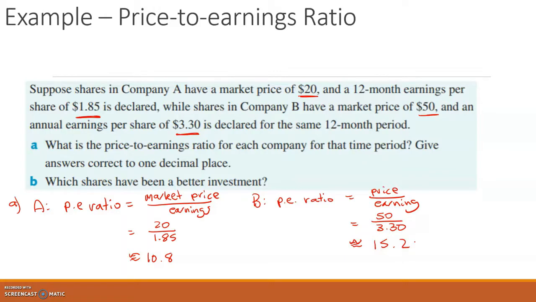Alrighty. So the PE ratio of Company A is 10.8, and for Company B is 15.2. That's part A complete. Now part B asks which shares have been a better investment. Like I said before, we'll know it's a better investment if it has the lowest PE ratio. So Company A is therefore the better investment because its PE ratio says for every $10.80 that I invest, I get $1 out. Whereas for Company B, I had to invest $15.20 to get $1 out. So the lower that number is, the better. So Company A, better investment.